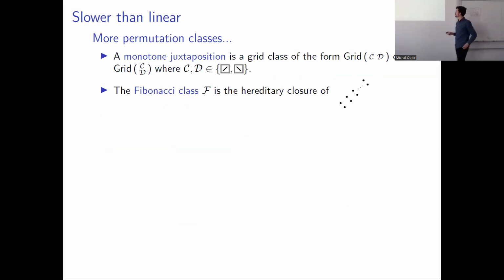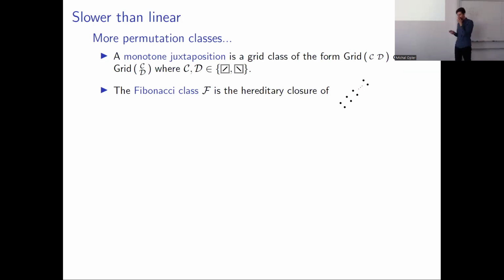For this, I need to introduce some more permutation classes. If I take any two monotone classes, increasing and decreasing, and make a grid class by putting them next to each other or one on top of the other, that's what we call a monotone juxtaposition. We've seen the ones that were next to each other, but if I take something like this, it's also a monotone juxtaposition. The second important class is the Fibonacci class, the hereditary closure of this infinite sequence, meaning I have these layers of size 2 that go on and on, increasing.